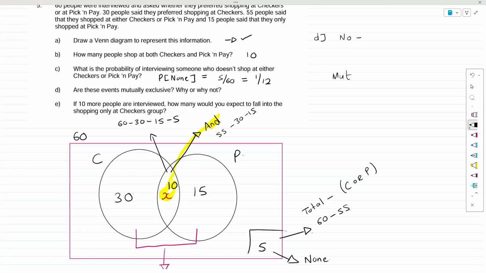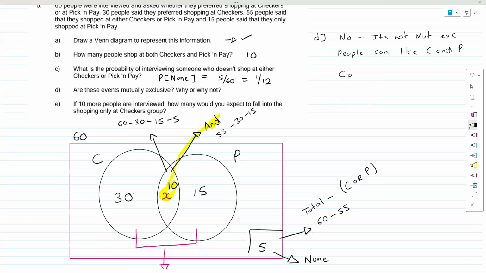mutually exclusive would look like this. It would be two separate circles because you would never be able to do these two things at the exact same time. And that's what mutually exclusive means. So is this mutually exclusive? No. It's not mutually exclusive. And the reason it's not mutually exclusive is because people can like Checkers and Pick and Pay.